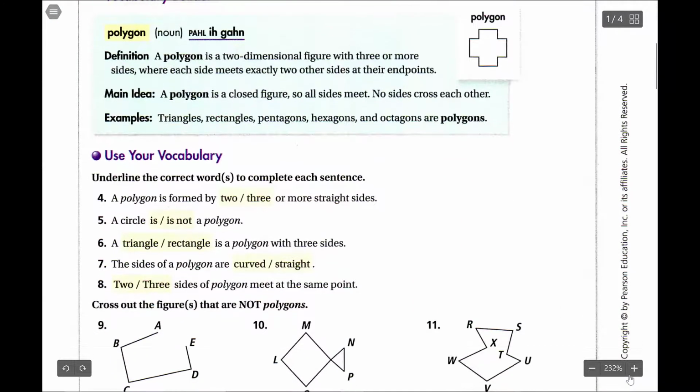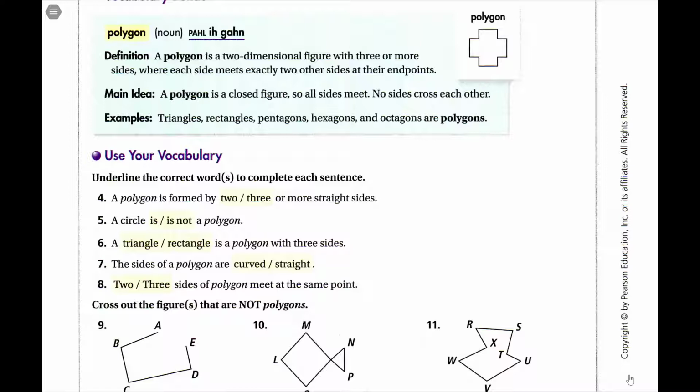The definition we're going to be working with primarily today is a polygon. A polygon is any two-dimensional figure that has three or more sides, and each side meets exactly two other sides at their endpoints. Another thing to consider with a polygon is that it is a closed figure, so all sides meet and no sides cross one another. Examples of polygons would be triangles, rectangles, pentagons, hexagons, and octagons. All of those are polygons, and there are many more that we could draw.